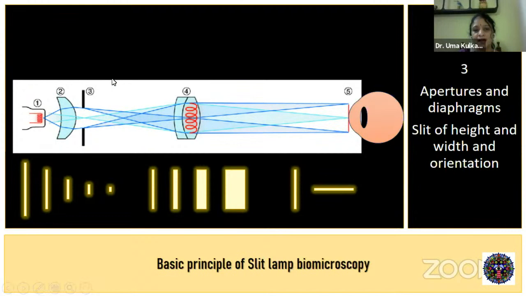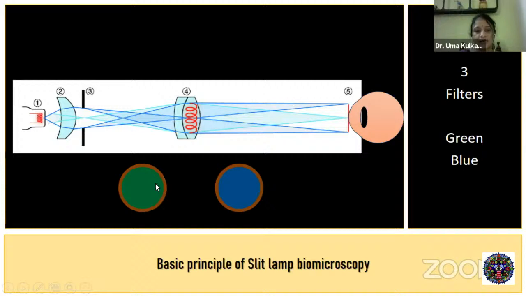Behind this are filters. Again, just like in direct ophthalmoscopy or even the indirect that we were talking about, we can use the red-free filter, which is green, and the blue filter. For the anterior segment examination, I think the blue filter is more useful because we use a lot of fluorescein methods of evaluation for tear film and applanation tonometry. For all these, the blue cobalt filter is used. These are placed behind the diaphragm or behind the slit. We can choose whatever filter we want to use, or we could use the white diffuse filter.